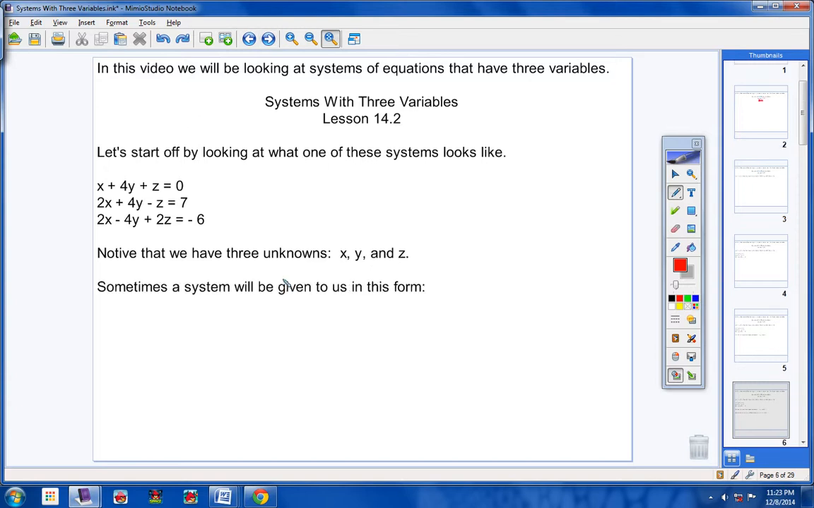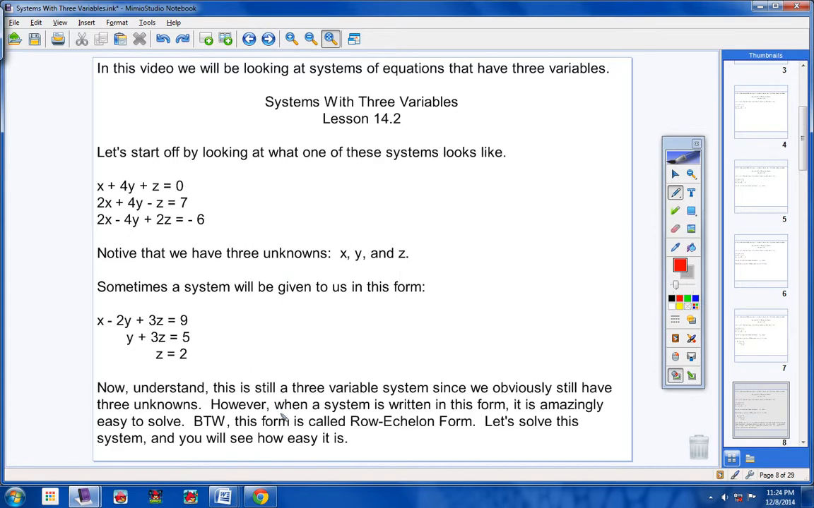Sometimes a system will be given to us in a special form, like this form right here. Please copy this down in your notes. Here it is: x minus 2y plus 3z equals 9, y plus 3z equals 5, z equals 2.